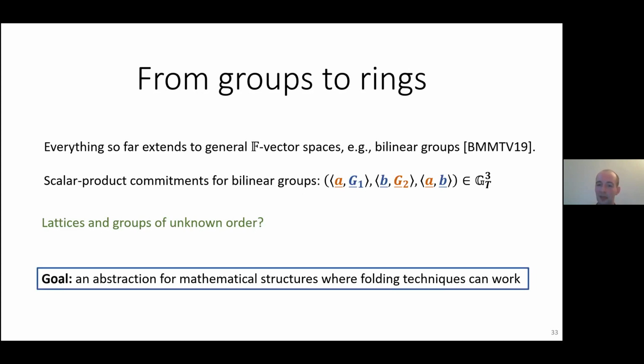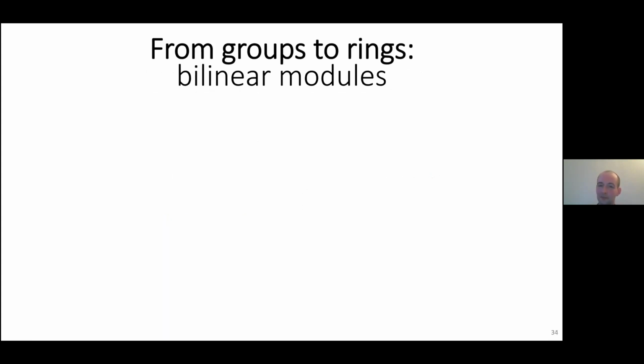What we need to do is come up with an abstraction for mathematical structures where split and fold techniques or different zero knowledge and succinct arguments work and have good security proofs. So the abstraction that we use is this bilinear module abstraction that was used to prove our second theorem about RNCS in very general settings. The motivation for this is to be able to come up with very general Pedersen commitments.